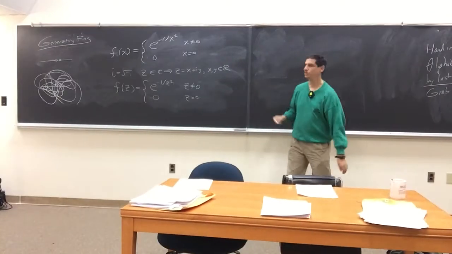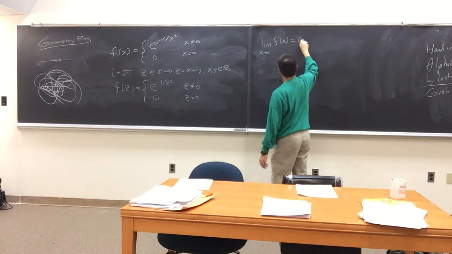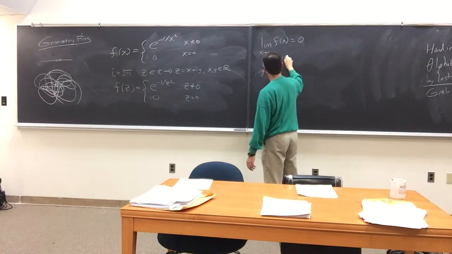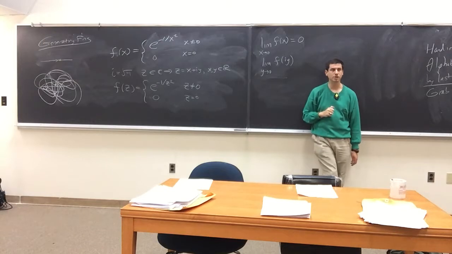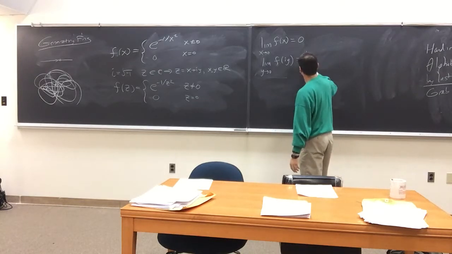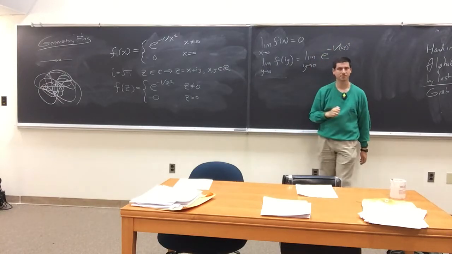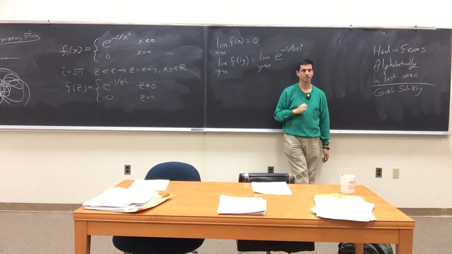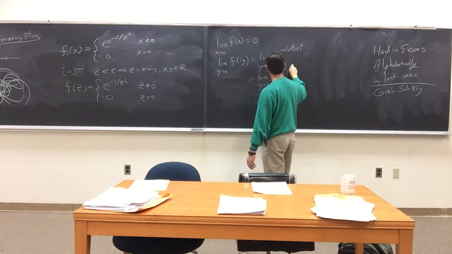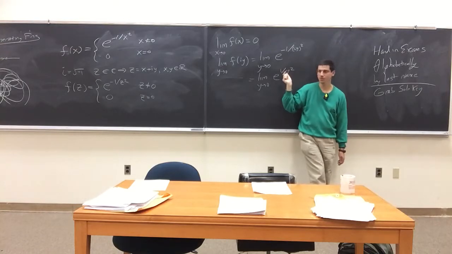So if we take those two limits, let's take the limit as x goes to 0 of f of x, that's just equal to 0. We could also take the limit as y goes to 0 of f of iy. So what we're doing here is we're coming either down or up the y-axis. Well, this would then be the limit as y goes to 0 of e to the negative 1 over iy squared. Well, what's i squared? Negative 1. So this is the same as the limit as y goes to 0 of e to the 1 over y squared. Well, as y gets smaller and smaller, 1 over y squared gets larger and larger, always positive. What does this limit equal?